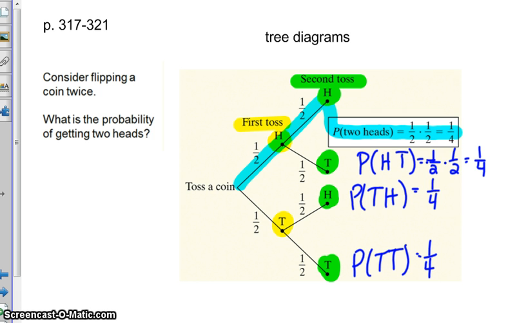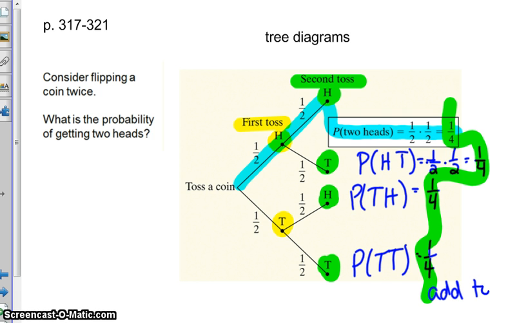One of the things that we can always go through and check then, is those are all my possible outcomes. So all those probabilities at the end of my tree diagram have to add to 1.